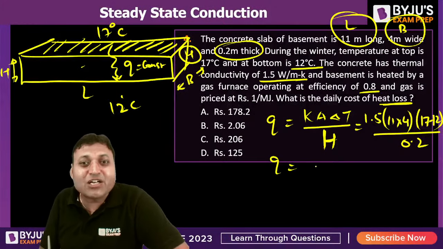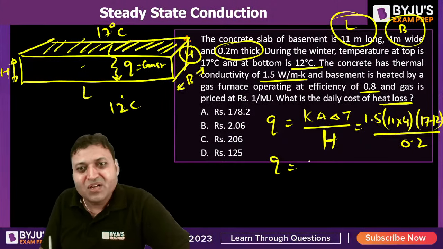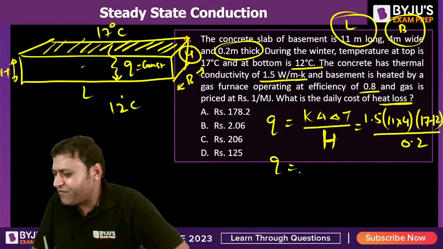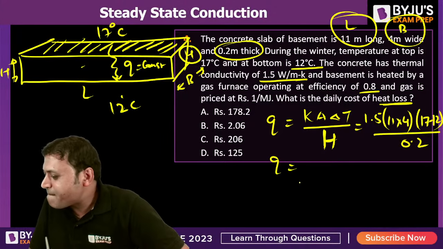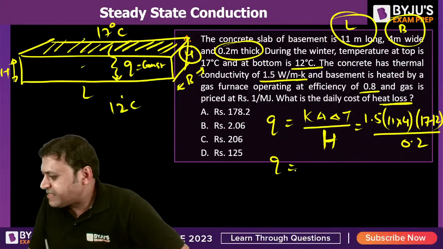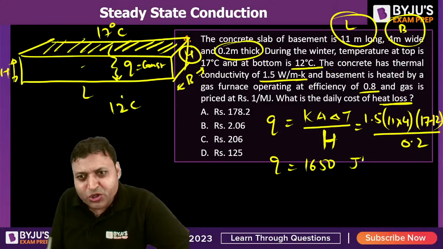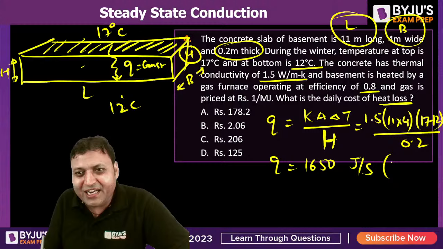That is the heat loss per second. Q is nothing but the heat loss from the basement per second. What is the value of Q you will be getting? Is it 1650 joule per second? That is the heat loss per second.